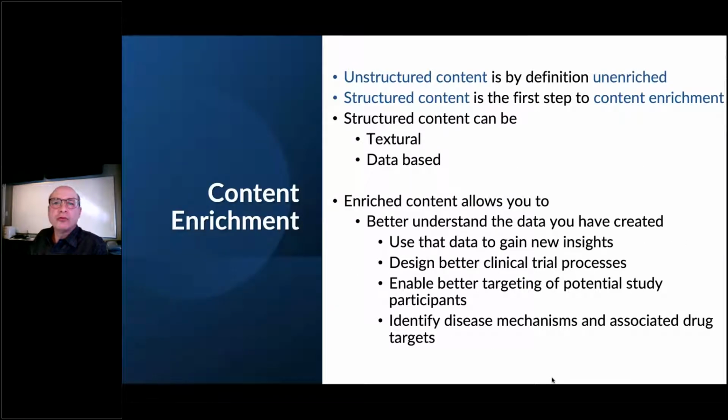We talk about enriched content, enriched or intelligent content. That's content which is format free. It's structurally and semantically rich. It's discoverable, reusable, and adaptable. Structure is that first step to enrichment.